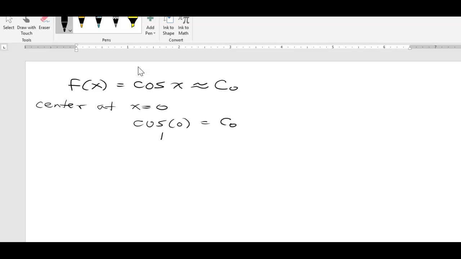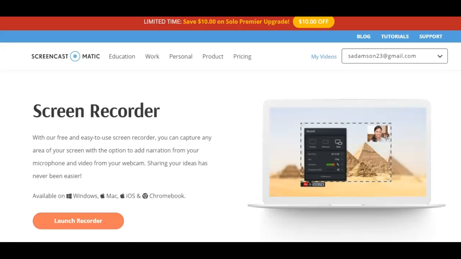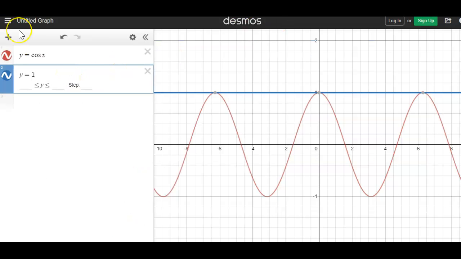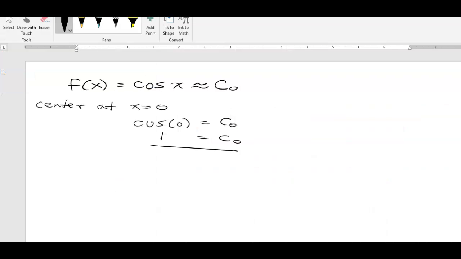The cosine of 0 is equal to 1, and so c0 is equal to 1. So what we're saying is that the function cosine of x can be approximated by the function y equals 1. And you can see that that's actually accurate on occasion. Every 2 pi, like negative 2 pi we're right on, at 0, at 2 pi, and at all increments of 2 pi we would be spot on. But of course we don't want to leave it at that, we want to do better.